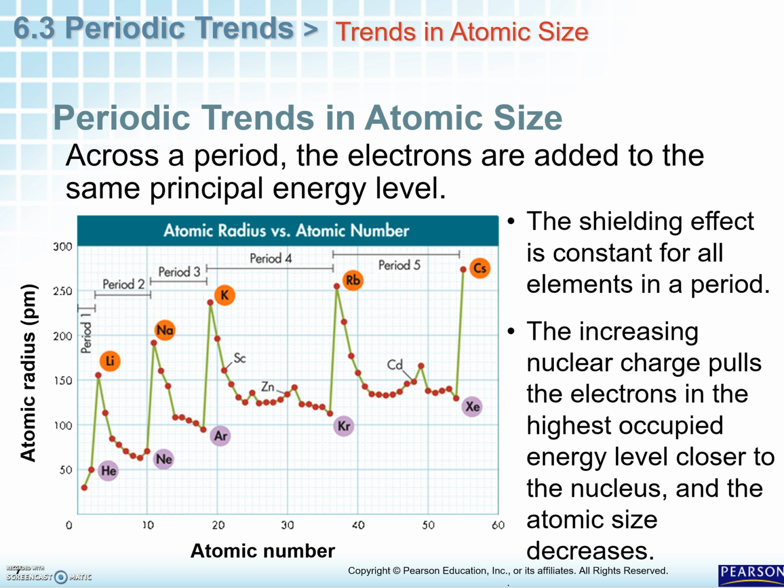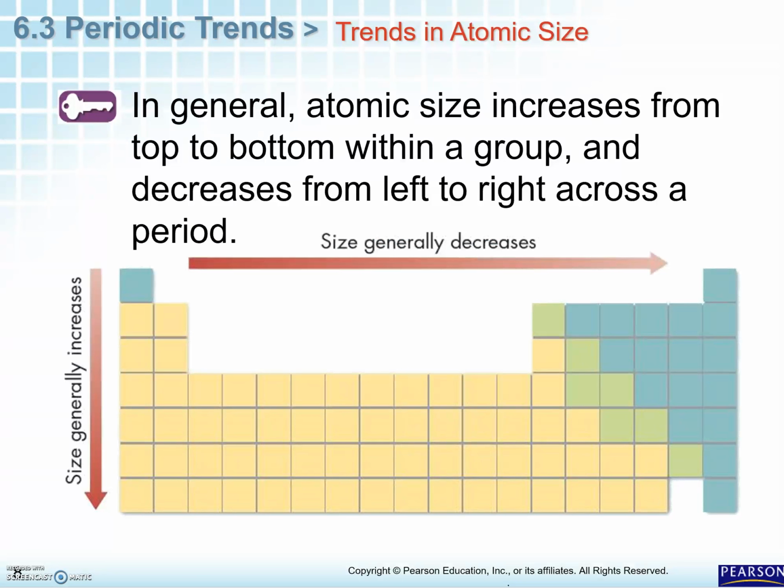So across the period, the electrons are added to the same principal energy level. So there's no shielding taking place as you go from left to right, meaning that the elements are going to start getting smaller as you go from left to right, but larger as you go from top to bottom. So you can see that summarized right here in this picture.